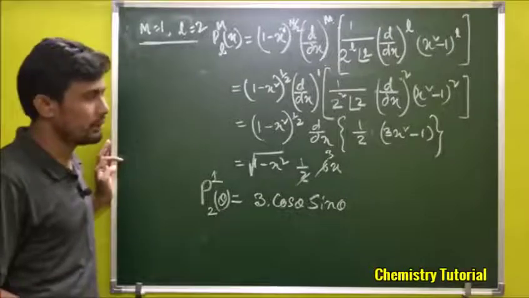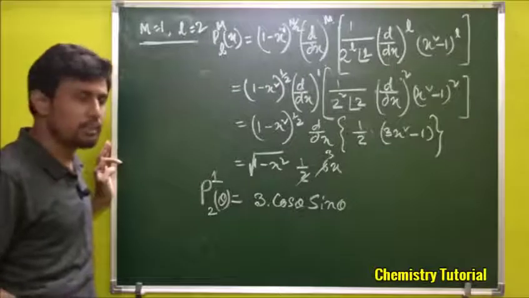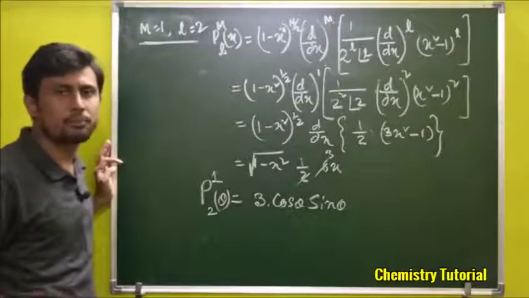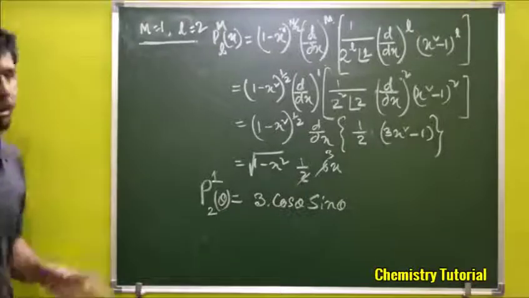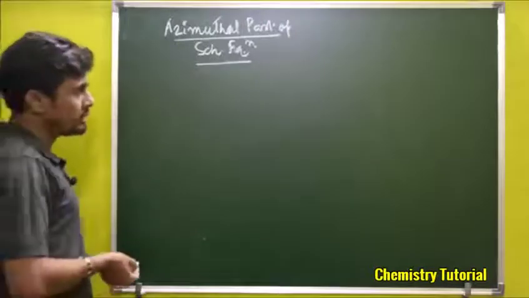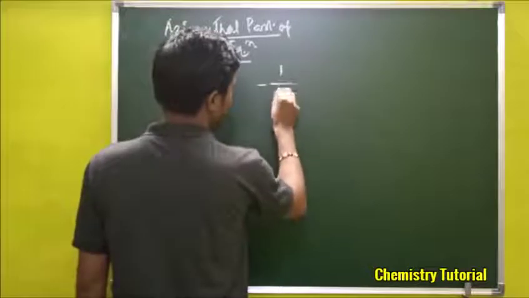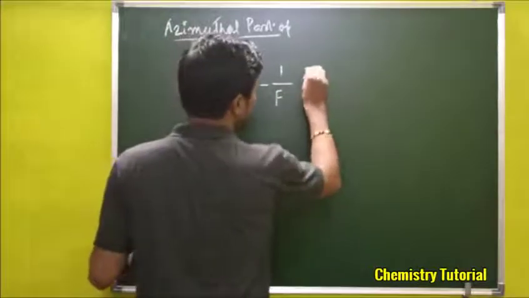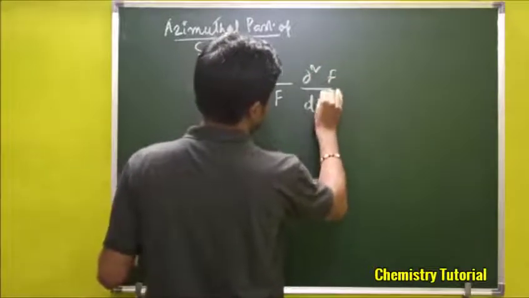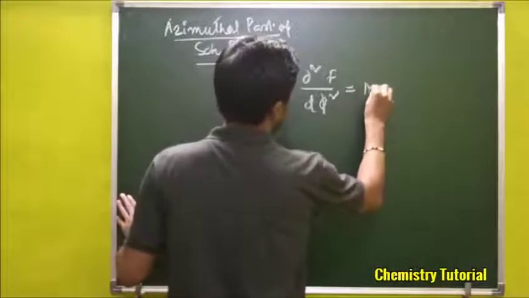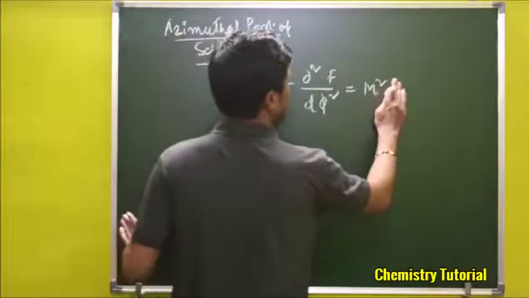This is very simple. Now we'll see the solution of the azimuthal part of the Schrödinger equation in case of hydrogen atom. So the azimuthal equation was minus 1 by f, d square f by d phi square, equal to m square. There should not be any f on the right side.